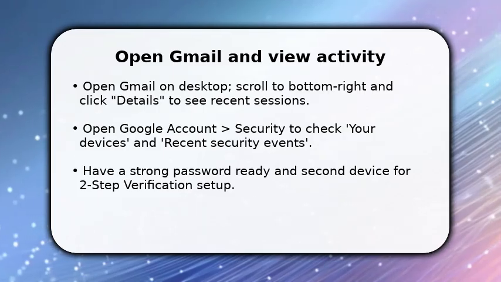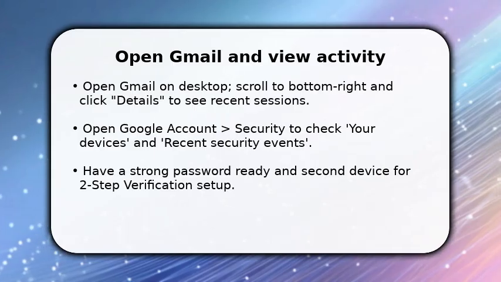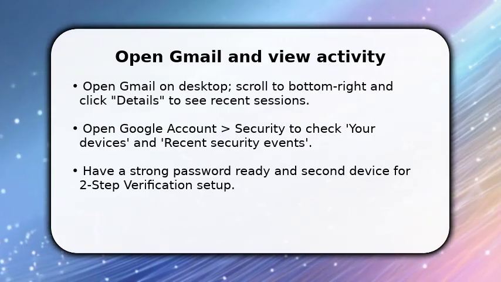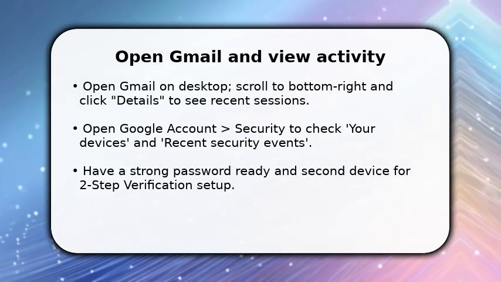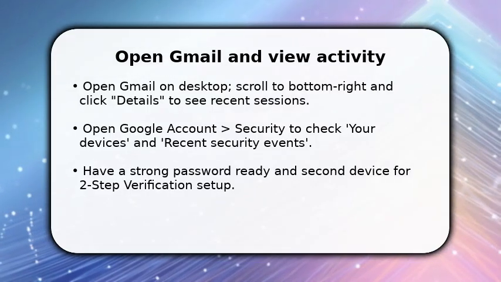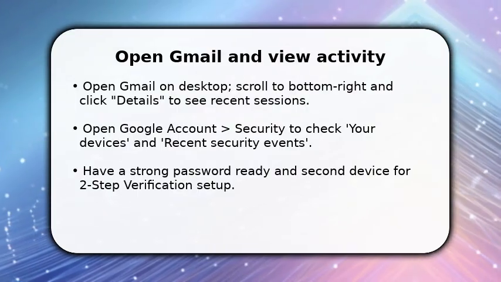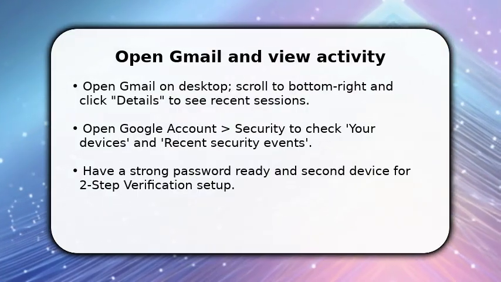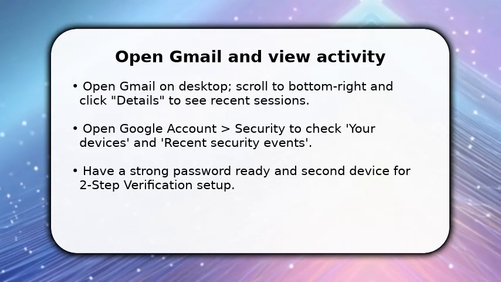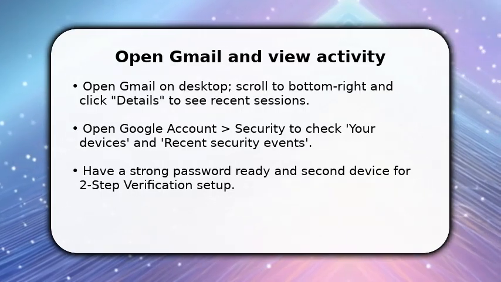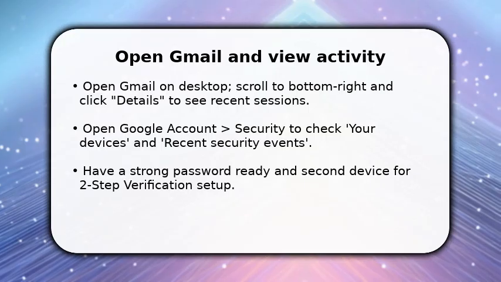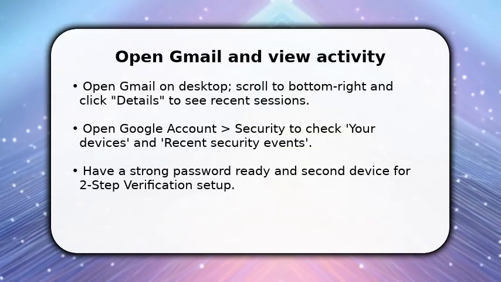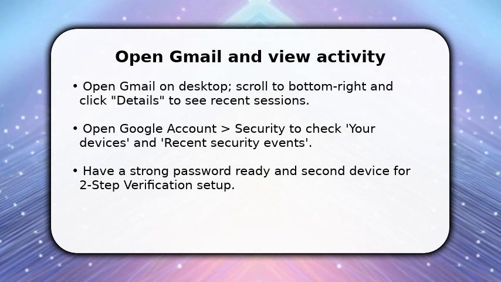You start by seeing what's recorded. Open Gmail on a desktop and click the Details link at the bottom right to list recent sessions and IPs. Once done, switch to your Google account security page to view your devices and recent security events so you know which logins to remove. Do this now so you act on specific entries rather than guessing. Make sure you have a new password prepared and your phone handy for any verification prompts that follow.